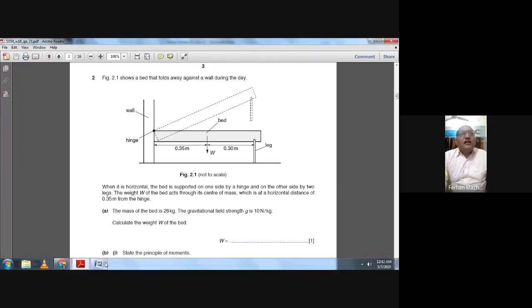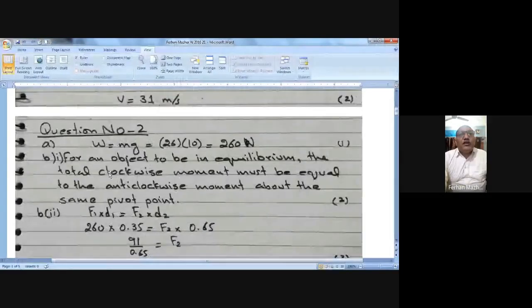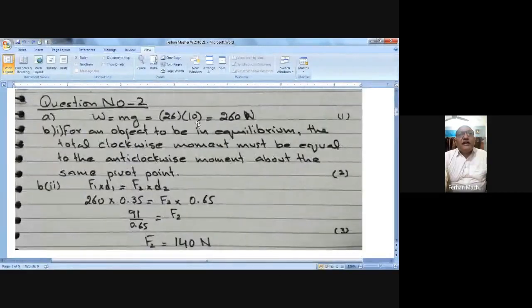I have done this. You can see on your screen question number 2, A part. W equals mg, 26 multiplied by 10, and it will be 260 Newton. It's a one mark numerical. I hope you have understood.